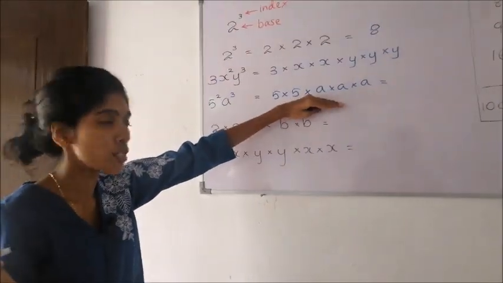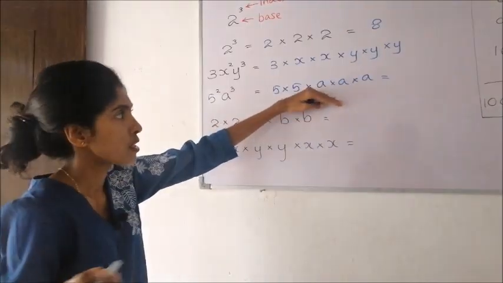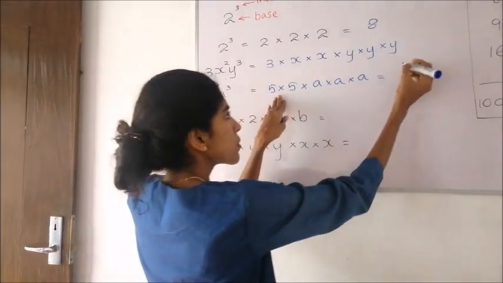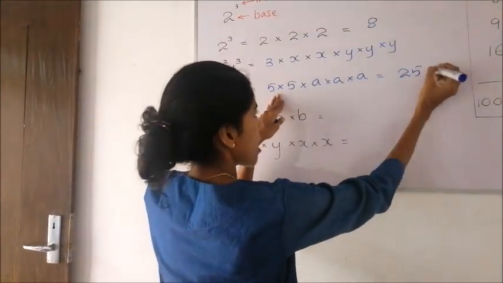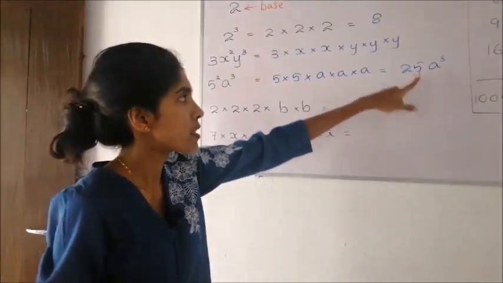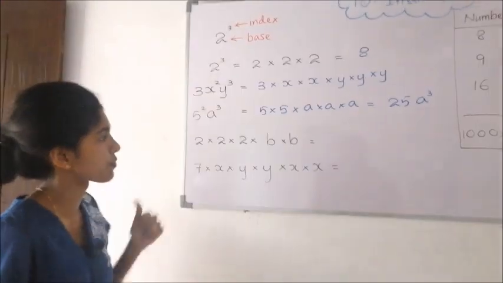If you are given a question to write in expanded form, you need to stop from here. But if you are going to find the value, there is no value for a, but here you can simplify a little. 25 a to the power 3. Likewise, you can write. This form can be written in index notation also, remember that.